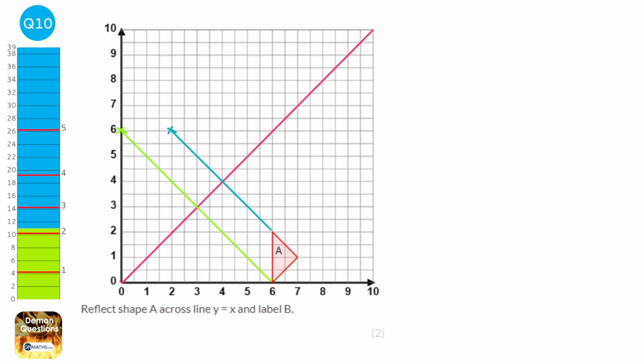And then finally, I'm going to do this slightly harder one. So we've got 1, 2, 3, 4, 5, 6. Kind of goes over the other one. Ends up here. So if we join these up, and we need to label it B.